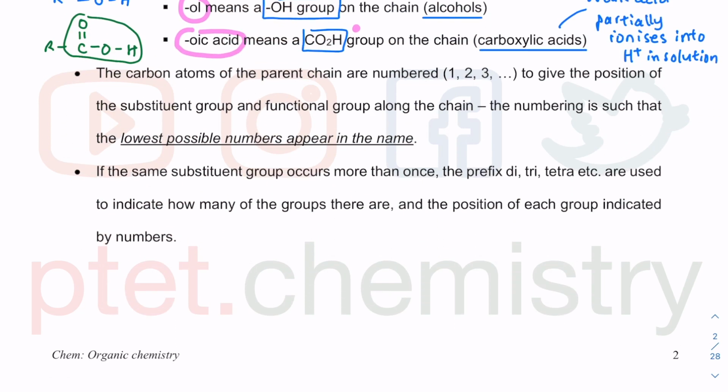Last but not least, we have the carbon atoms of the main chain, the longest continuous carbon chain. We already identified whether it's alkane, alkene, alcohol, or carboxylic acid. And then you want to give the lowest possible number for the substituent and the functional group. So minimize the number for the functional groups or the substituent. This is the last bit that's very important in the name.